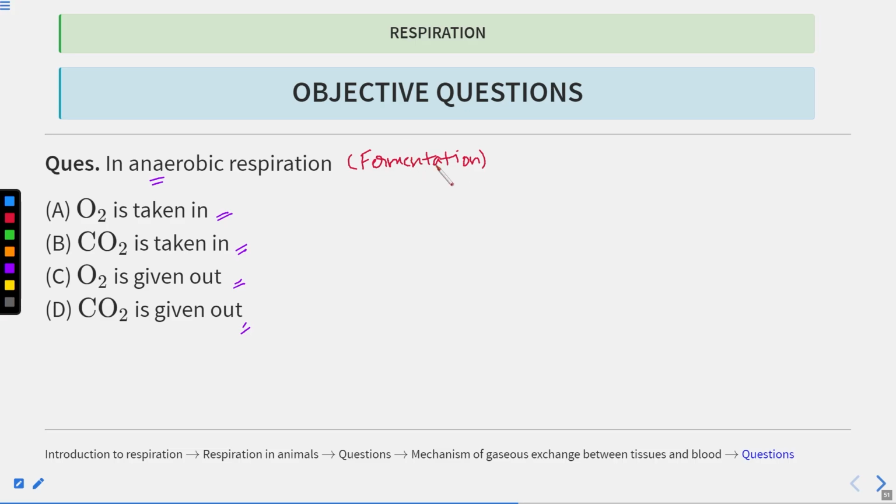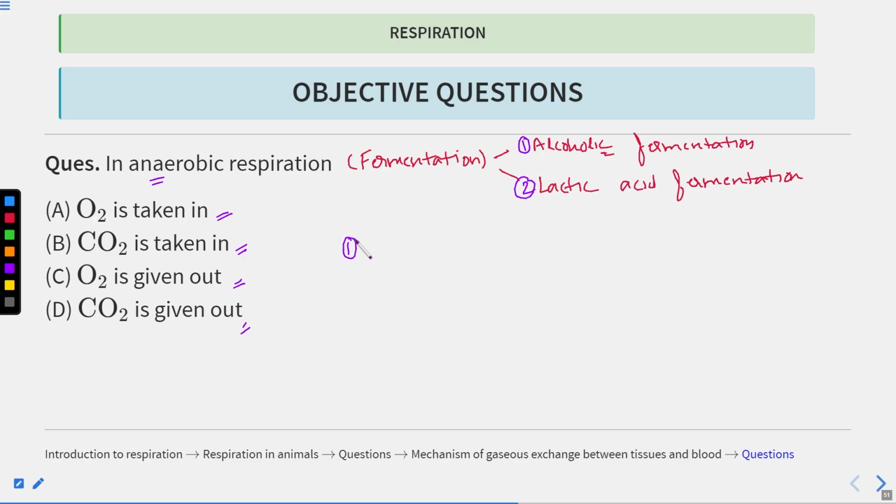Fermentation, you know, is of two types. One is the alcoholic fermentation and another one is the lactic acid fermentation. Clear? In alcoholic fermentation, alcohol is formed which is known as ethyl alcohol. Alright, so first is alcoholic, second is the lactic acid.